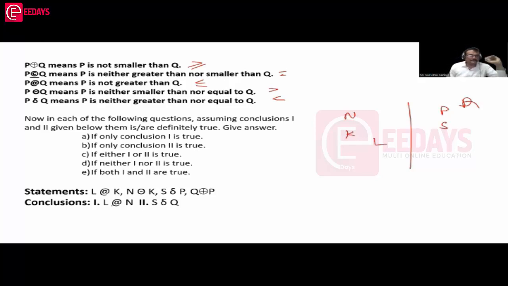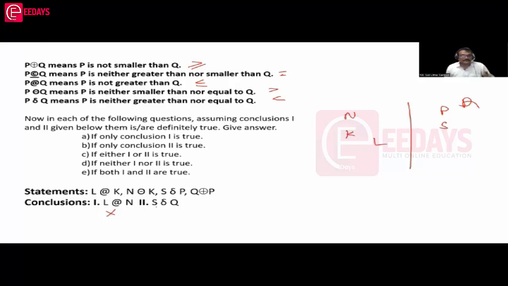Now come to the option L and N. What is the at the rate? That is less than or equal to. If you observe, N is in the upper position and L is in the lower position and one vertical line in between N and L, right? But what is the conclusion one? Here, L is less than or equal to N. Suppose if you want to find the relation between N and L, which is less than or equal to, what happened? One diagonal line must exist in between N and L, right? So the first conclusion is not valid.